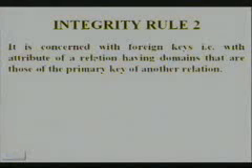Let's talk about the last one, integrity rule 2. What exactly is it? Look at this slide. It is concerned with foreign keys, where we are talking not about one table but about multiple tables, or at least 2 tables. It is concerned with the foreign key, that is, an attribute of a relation having a domain that is that of the primary key of another relation. The materials we have describe such information about integrity rule 2 also.